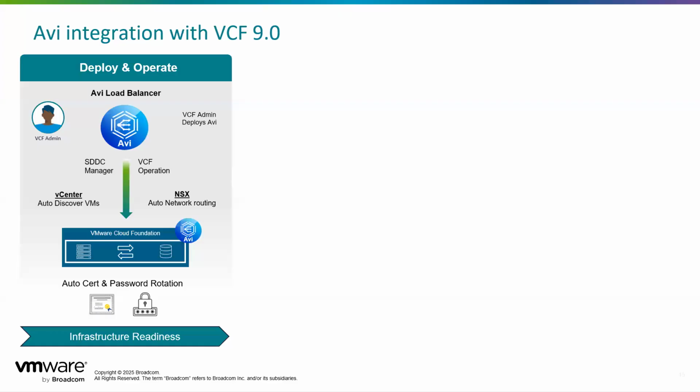So we're deploying Avi. We're also doing things from an administrative perspective, like automatically managing the certificates and automatically rotating things like the passwords. So all of that is done automatically. So you simply are managing VCF. Avi is just a part of VCF. And that's kind of the whole point of this, right? You're managing one workflow.